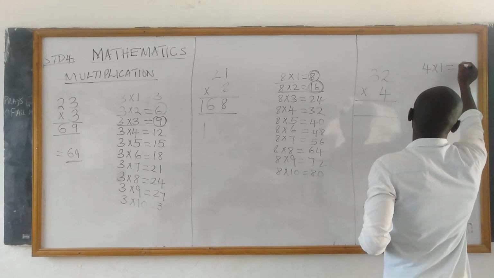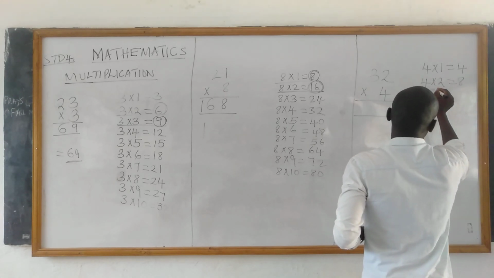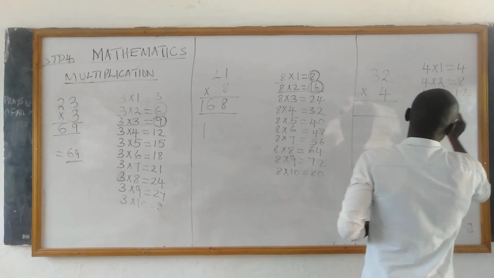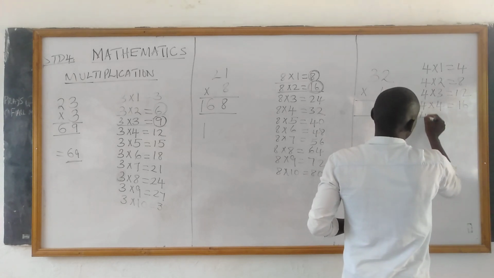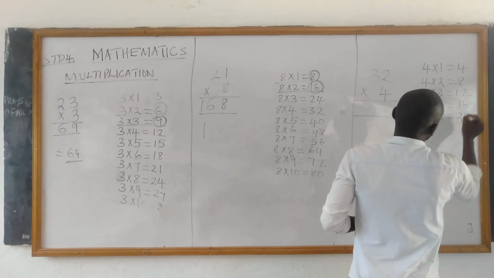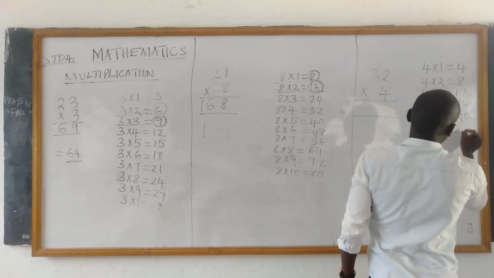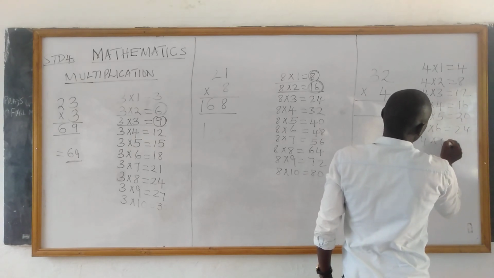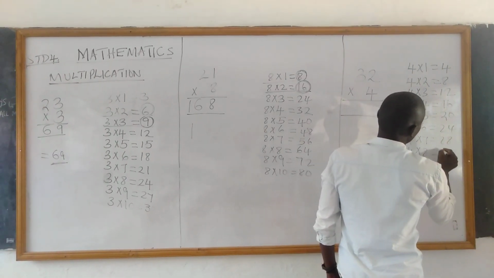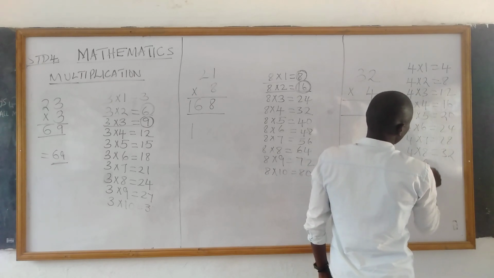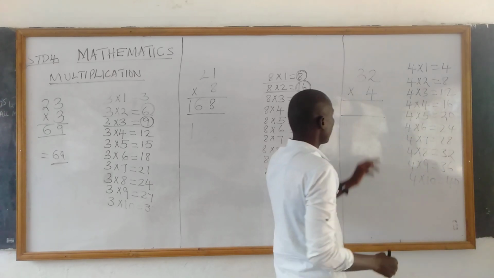4 times 1 is equal to 4. 4 times 2, 8. 4 times 3, 12. 4 times 4, 16. 4 times 5, 20. 4 times 6, 24. 4 times 7, 28. 4 times 8, 32. 4 times 9, 36. 4 times 10, 40.